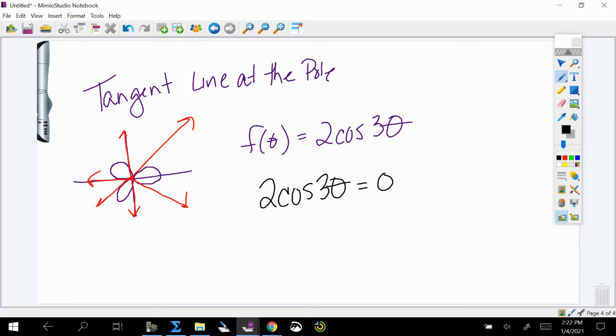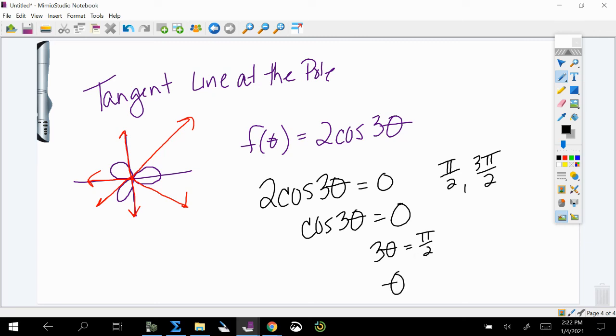So let's see, if I divide both sides by 2, I just get cosine of 3 theta equals 0. So now I need to think, when does cosine equal 0? Well, cosine equals 0 at pi over 2. It also equals 0 at 3 pi over 2. And you could keep going, 5 pi over 2, so on. So if I take 3 theta equal to pi over 2, divide both sides by 3, I get pi over 6. So that's actually this one.